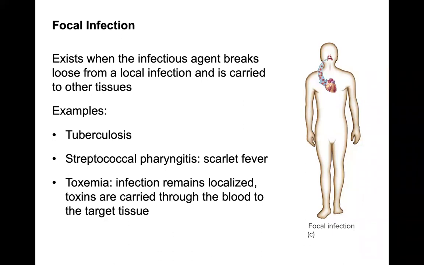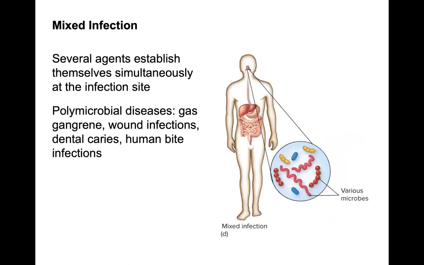A focal infection is when you have a local infection that has now manifested into a systemic infection. This could be something that happens in the oral or nasal passageways that eventually gets into the systemic system. It could affect the heart, could affect the bloodstream, and so on, and you can get secondary site infections from there. Mixed infections, this is when several agents establish themselves simultaneously at the infection site. Polymicrobial diseases will include things like gas gangrene, wound infections, dental caries, which are cavities, and human bite infections.